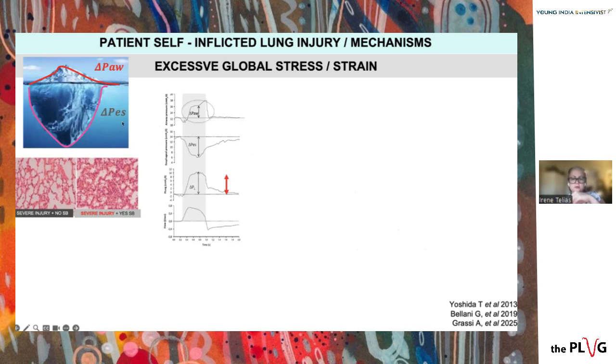Okay, so the first mechanism I already alluded to, but I want you to see it in detail because it's important for what's coming. So we have the positive pressure delivered by the ventilator and the negative pressure generated by the patient.